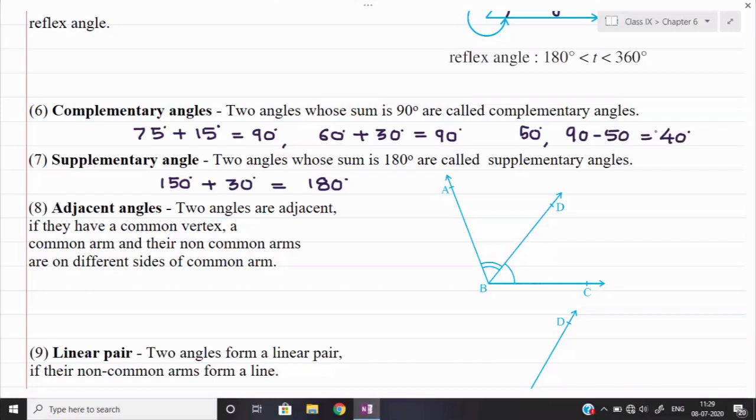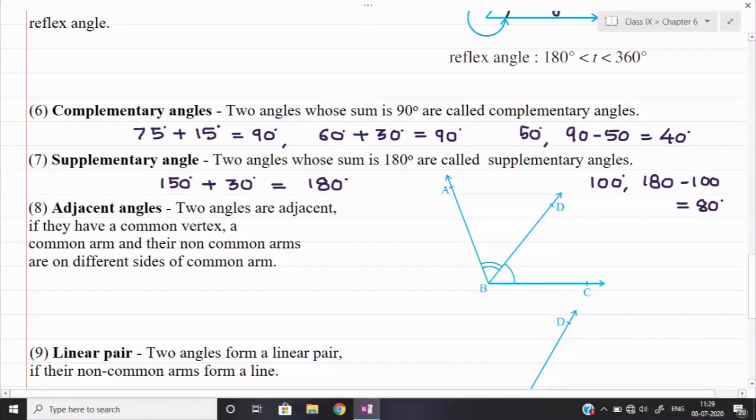And similarly, to find the supplementary angle of a given angle, for example, I have one angle of 100 degrees and I need to find its supplementary, I will subtract it from 180. 180 minus 100 will be equal to 80 degrees. So I can say that to find the complementary angle, I will subtract the given angle from 90, and to find the supplementary angle, I will subtract the given angle from 180 degrees. Okay, students, is it clear? Now we can start the next one.